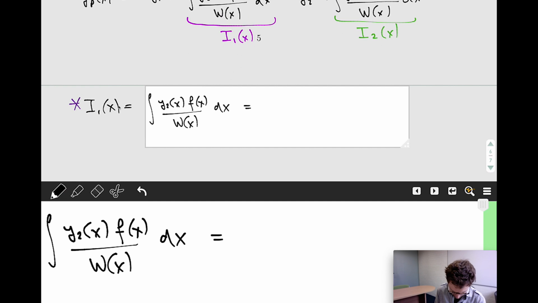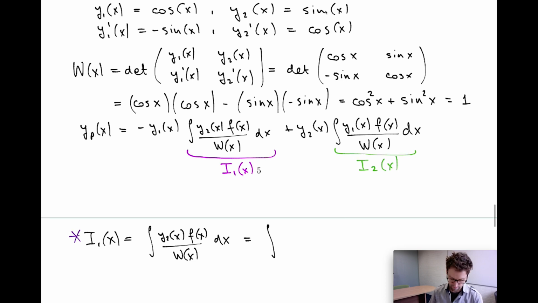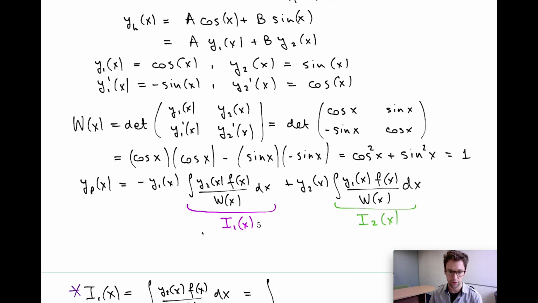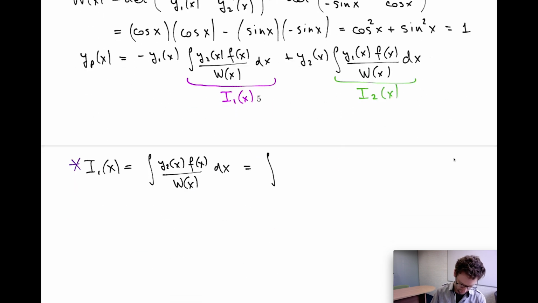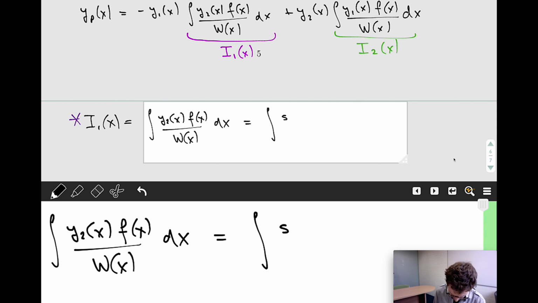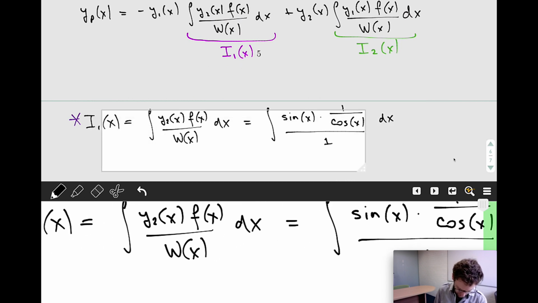y2 is equal to, let's have a look back up here, y2 was sine of x. F of x is simply the right hand side, it's 1 over cosine, and we saw that W of x was 1. So I have all the pieces I need. Let's put it together. y2 is equal to sine. F of x is 1 over cosine. W is just 1. So you can see that this actually turns into the integral of tan of x.